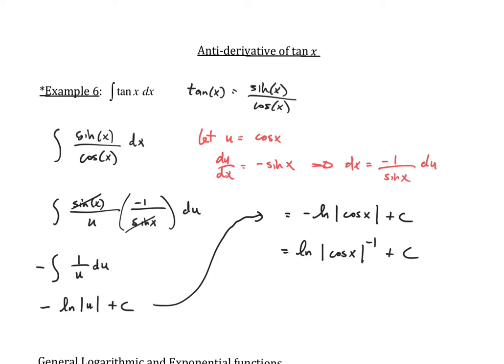And now we're going to use the reciprocal trig identity. We know that the reciprocal of cosine of x is going to be secant of x. So the final answer we'll get is natural log absolute value of secant of x plus c. And that's how we find the antiderivative of tangent of x. So now we can just use this as our antiderivative.